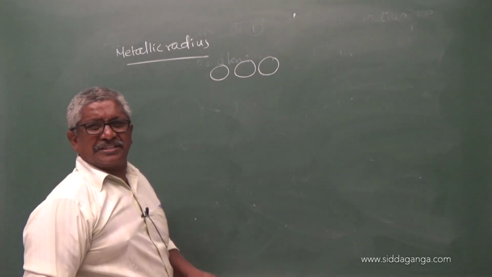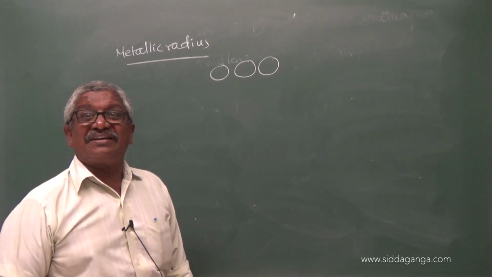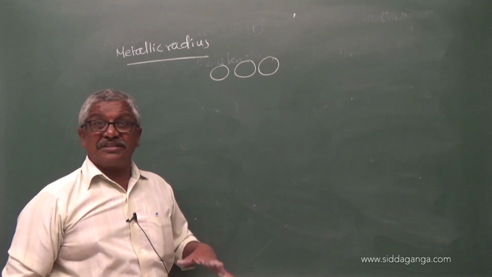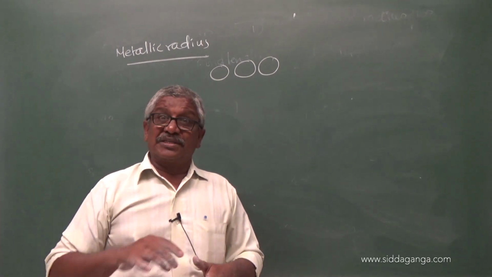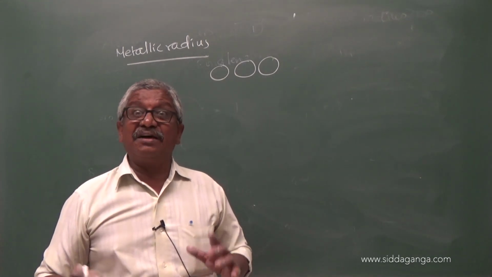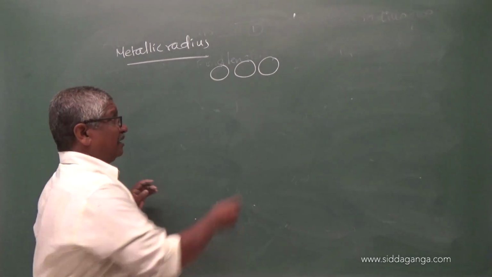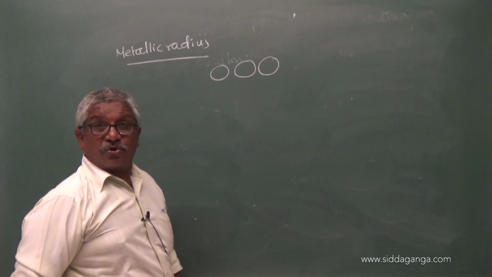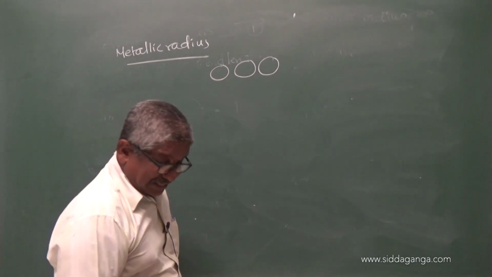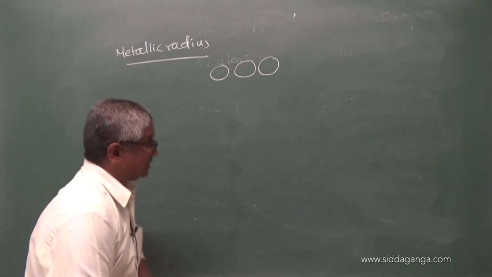So a metallic bond is positively charged ions surrounded by a sea of electrons. That is called a metallic bond. Positively charged ions surrounded by a sea of electrons is called a metallic bond. So the metal cores are arranged in solid metals, and the distance in metallic crystals is an internuclear distance.